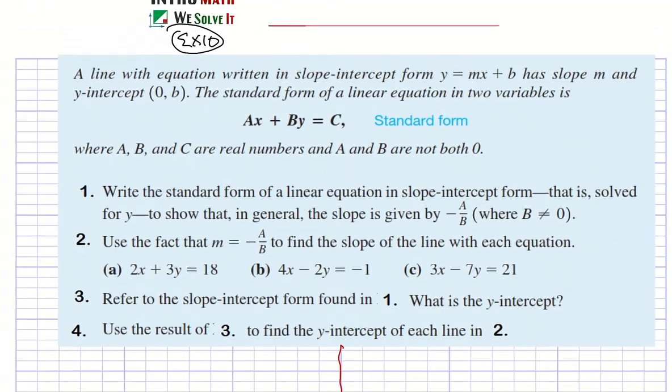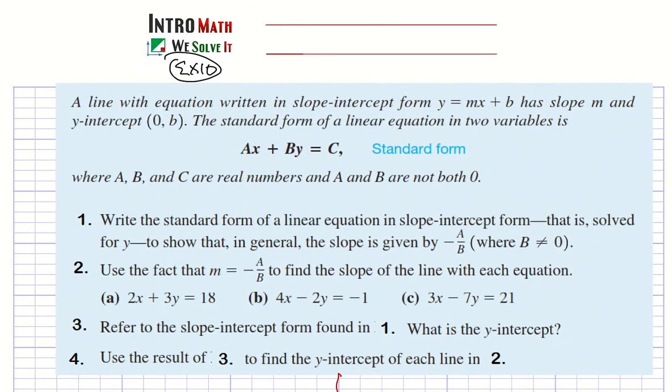Okay, let's read this. It says: a line with equation written in the slope-intercept form, y equals mx plus b, has slope m and y-intercept (0, b). The standard form of a linear equation in two variables is ax plus by equals c. Remember, I showed you that at the beginning. This is the standard form, where a, b, c are real numbers, and a and b are not both 0. Remember we talked about that somewhere.